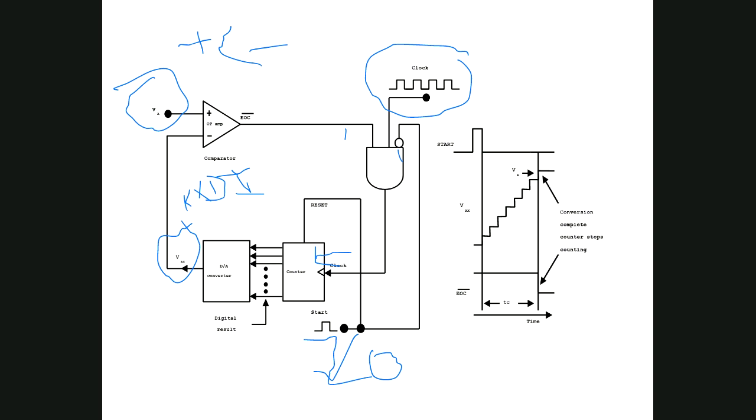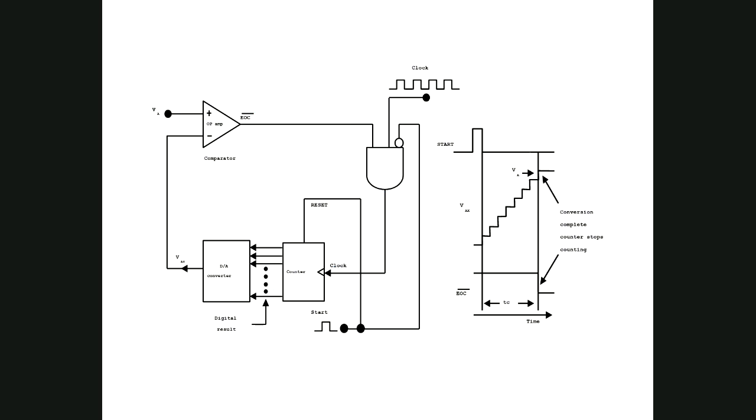What will happen at that time? It will become zero. The clock will stop coming, it will become zero, and the counter will stop. When the counter is stopped, at that time you simply take the output. You will see the value of the digital, and that becomes your output. Clear? Let me discuss again so you understand it all again, guys.